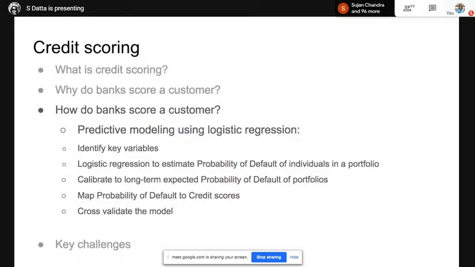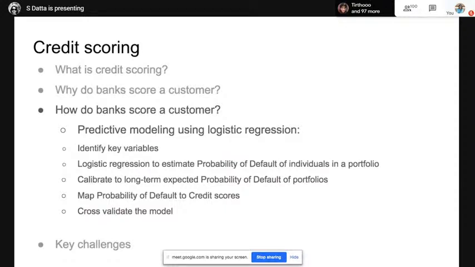Let's say that there's a probability of default of 0 to 1%, that they have a credit score of, let's say, 0 or 1 plus. Then if it's 1 to 2%, then it's like 1 and then 2. So something like that. So the higher the probability, the lower in the scale you go.